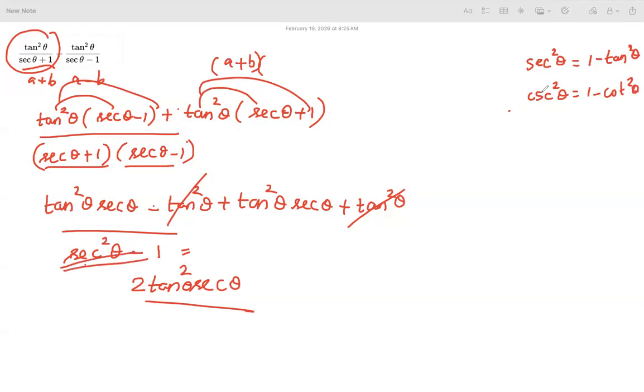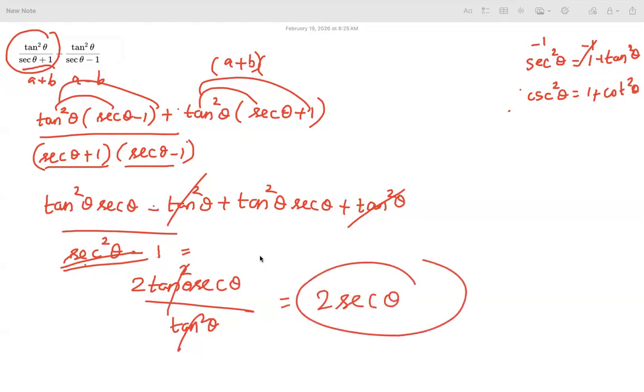Here you have secant square theta minus 1. You'll have to manipulate it a little bit. So secant square theta minus 1 will become what? Tell me. Tan square theta. Okay, wait. These both are plus. Sorry, I wrote it wrong. So secant square theta minus 1 will become tan square theta. Now tan square and tan square will get cancelled. The answer is 2 secant theta.